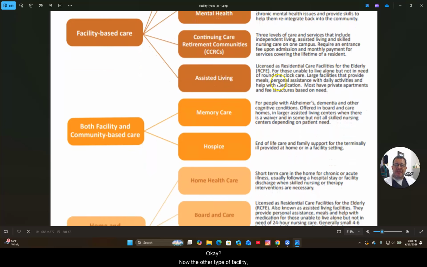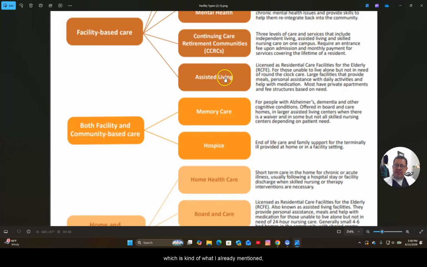Okay. Now, the other type of facility, which is kind of what I already mentioned, is assisted living, but they can be freestanding. Okay. Now, assisted living isn't just an apartment complex where we're just going to brand the name assisted living. No, you have to have a certain license, and they're licensed as residential care facilities for the elderly. You can't just say, oh, I want older people living in this place. No, because there's certain things that they need to follow. Personal assistance, help with medication. They're not going to give you the medication, but they're going to keep an eye out for you.